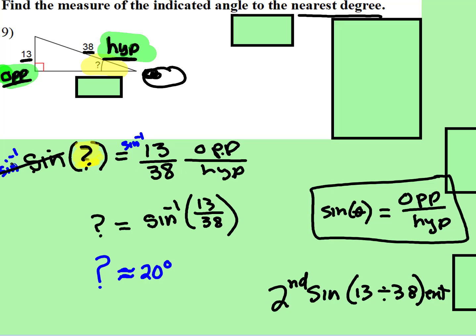All we did was take the inverse or the arc sine of both sides, leaving the question mark by itself, but then you had to use the calculator. So second sine, 13 divided by 38, enter, and that gets the question mark. So this question mark right here, that angle is about 20 degrees. That's it for those.